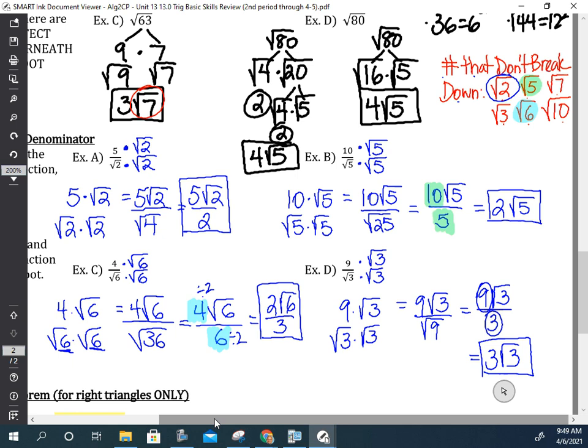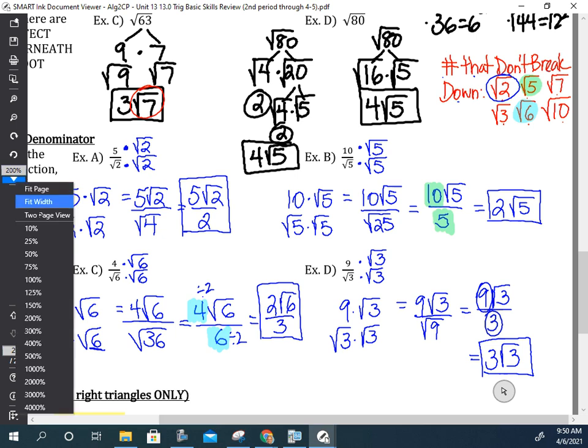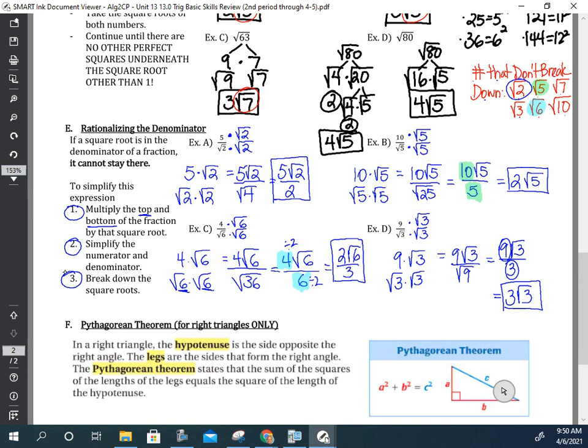So the idea of rationalizing the denominator is to get rid of a square root that's sitting at the bottom of a fraction. You only have to do this if there is a square root in the denominator of the fraction, the bottom of the fraction. Any questions, part E, before we do Pythagorean theorem?